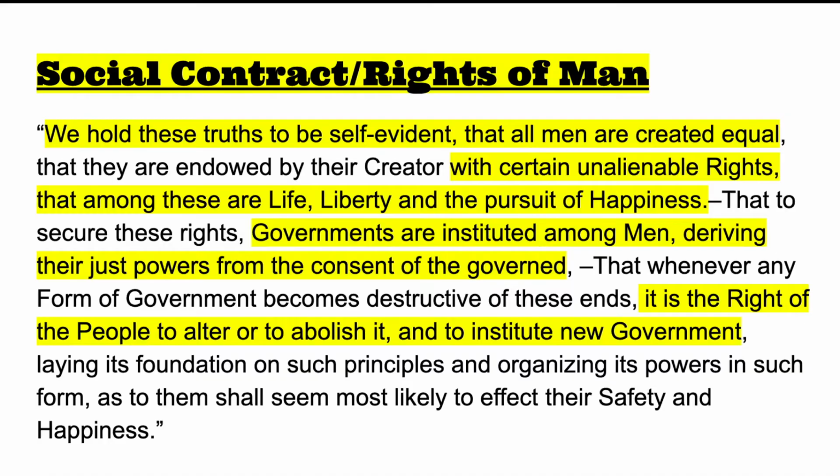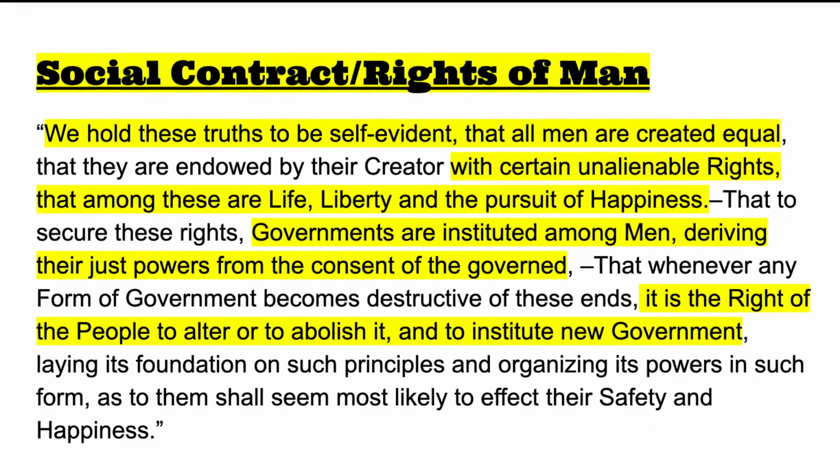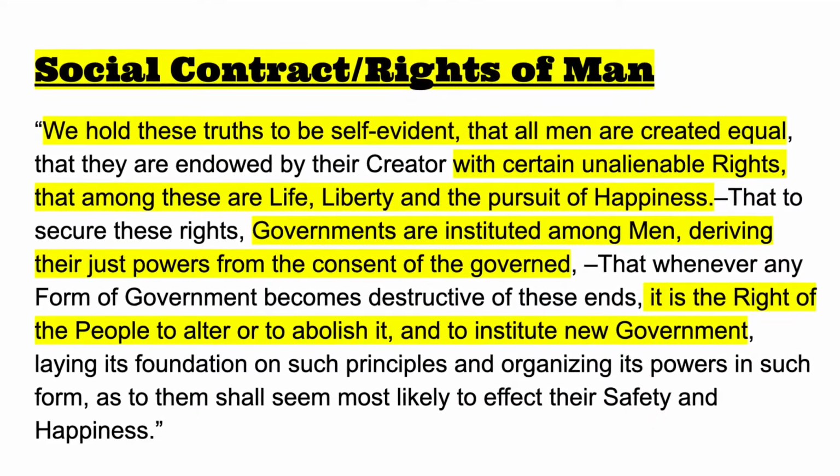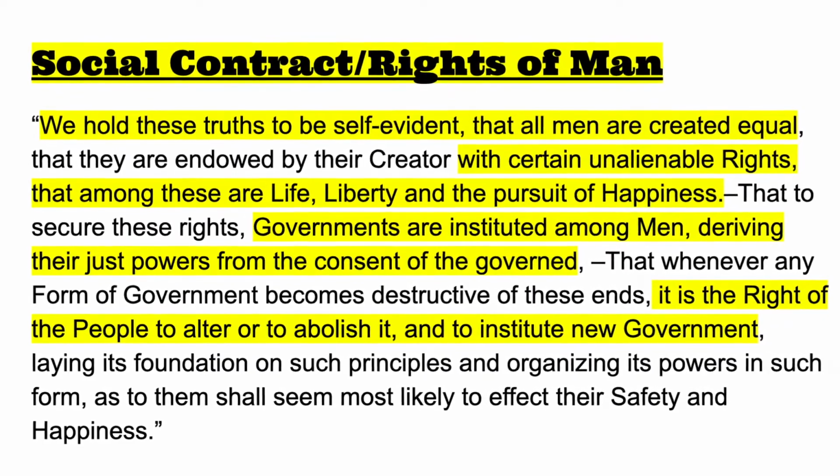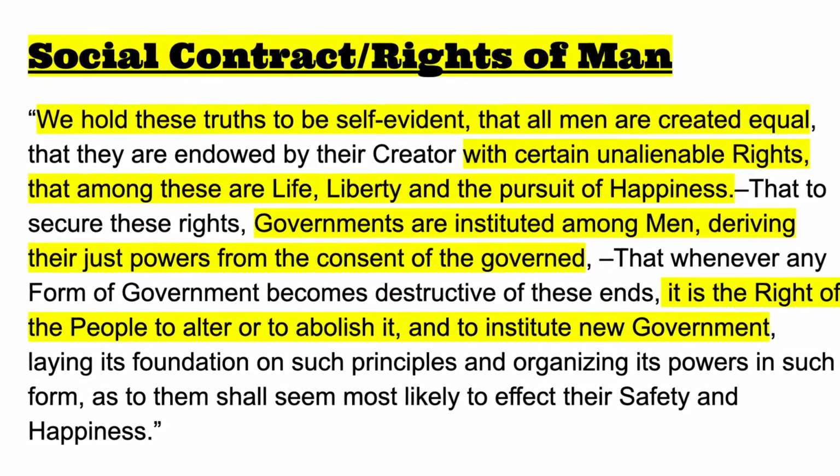So let's end this video by looking at the most crucial part to know. It's important to know that the Declaration did not make this law, but they were ideals to aspire to. We hold these truths to be self-evident that all men are created equal, that they are endowed by their Creator with certain unalienable rights, that among these are life, liberty, and the pursuit of happiness. That to secure these rights, governments are instituted among men, deriving their just powers from the consent of the governed.